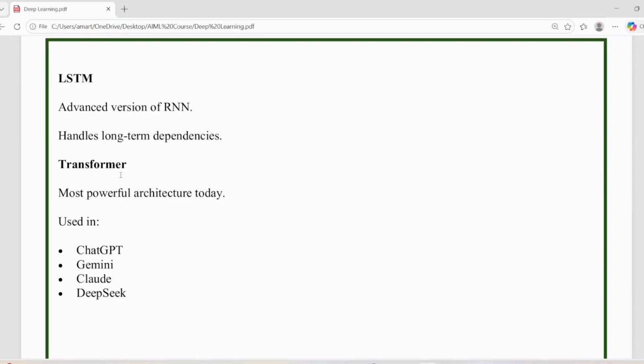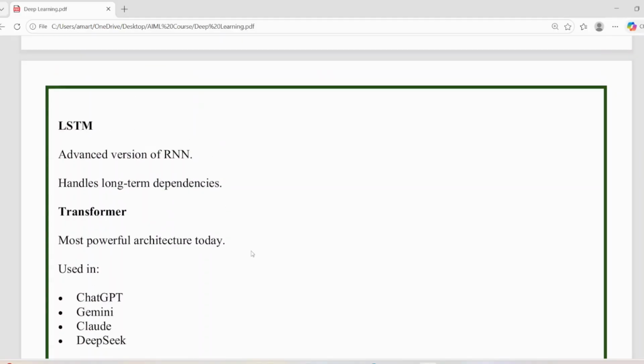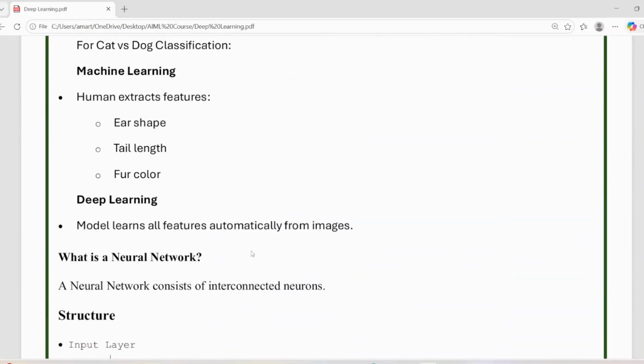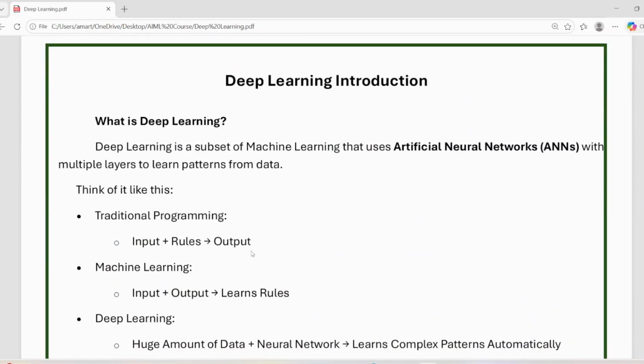Now, fourth thing is your transformer. It is the most powerful architecture today. It is used in ChatGPT, Gemini, Claude, DeepSeek. We will discuss all these things one by one, like we have covered all topics in machine learning both theoretically and practically. So these are the types, and we learned what the deep learning introduction is. This is all about deep learning.